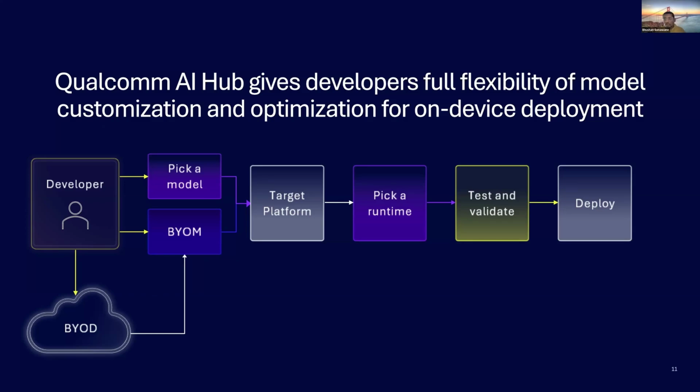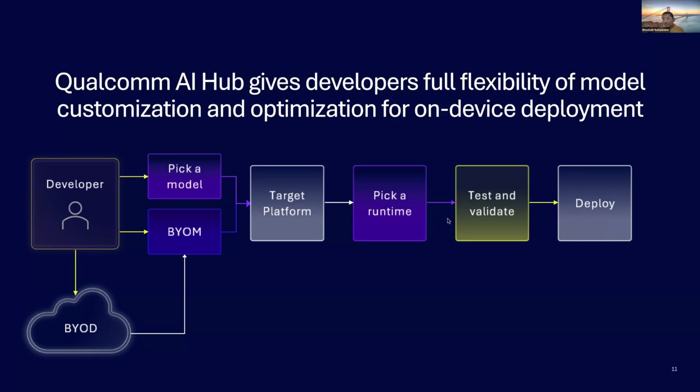So a developer picks up a model, for example, from Qualcomm AI Hub here, or they bring their own model, and then they choose a target platform, for example, mobile, and then they pick a runtime. For example, I'm targeting QNN runtime, that is Qualcomm runtime, or I'm targeting ONNX runtime or TF-Lite runtime. So depending on the use case, you might have to pick a different runtime.